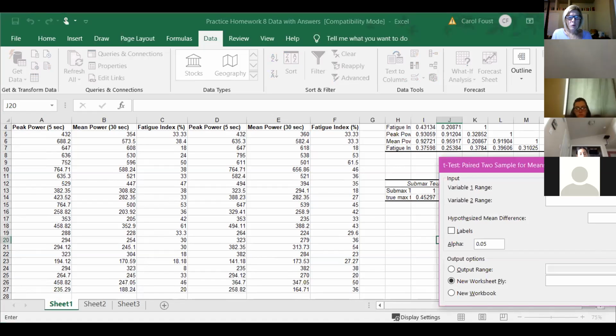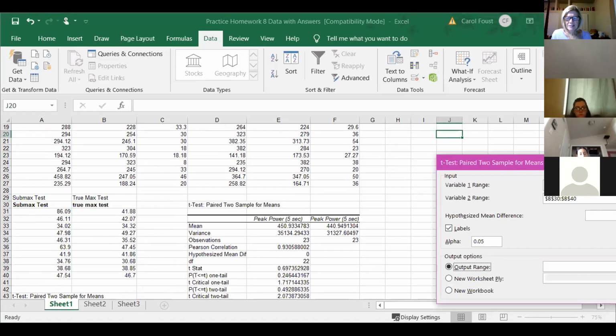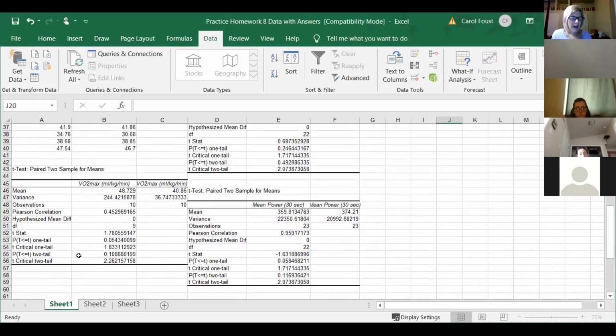So for my variable 1, I'm going to be grabbing my submax. For my variable 2, I'm going to be grabbing my true max. I've got my labels in the first row. I tell it where to put it, and then I would hit OK. I've already run that one. So here's my output for my two variables, my true max and my submax. I can see my means, 48.7 and 40.8 or 40.9.